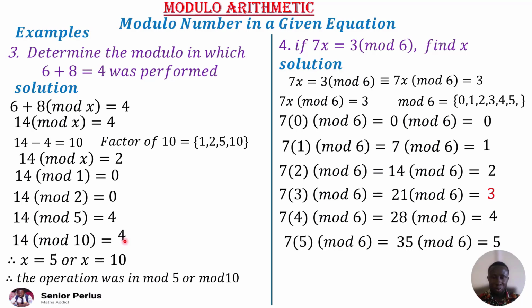So therefore, you can conclude which one of them made the statement true. When S was 3, we had 3. So therefore, our S is 3. This one makes the statement true. And this is what we are talking about here. So that's how we solve this kind of question.